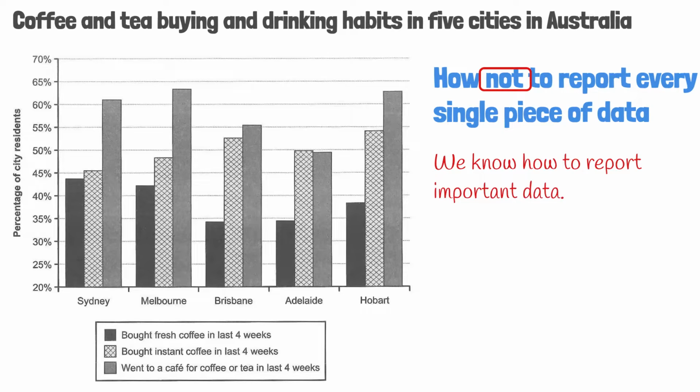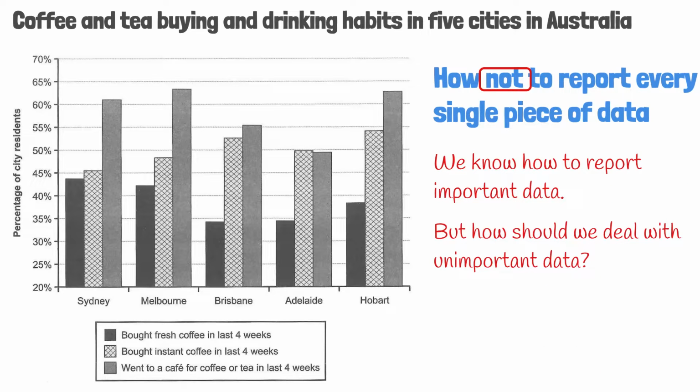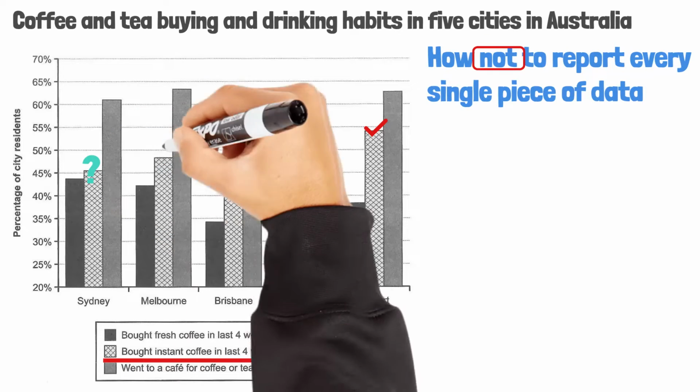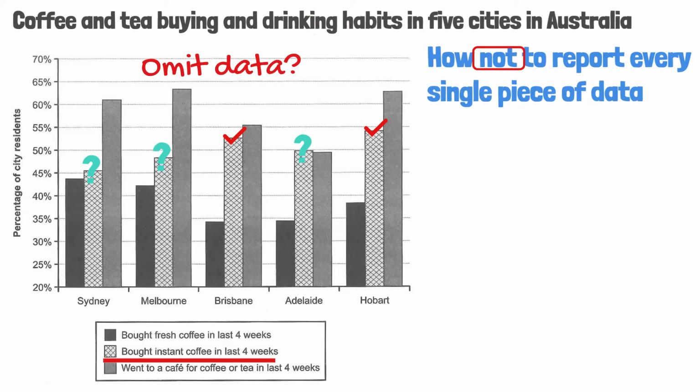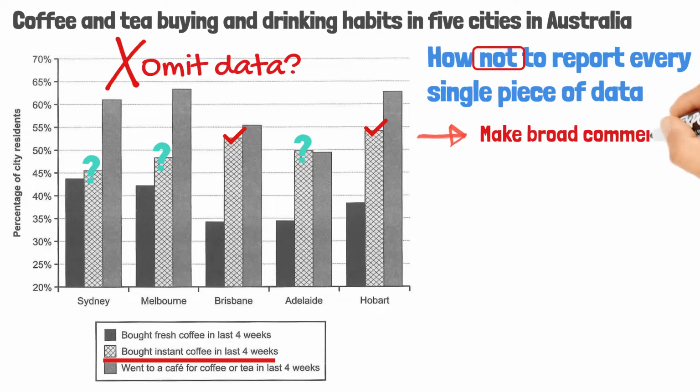My point is, we all know what the important data are, and we know how to report them. We just use expressions like biggest or highest to describe them. The difficult part is how we should deal with those unimportant data. Let's go back to this category. So these 2 numbers are the most important ones in this category, and of course we know we should report them. What about the remaining 3? Do we just omit them? Which one should we omit? I don't know. The method I'm trying to show you in this video is not to omit data, but to make broad comments about them.